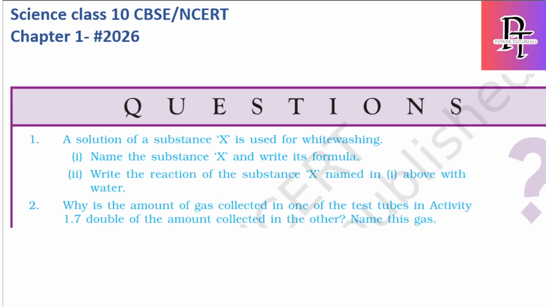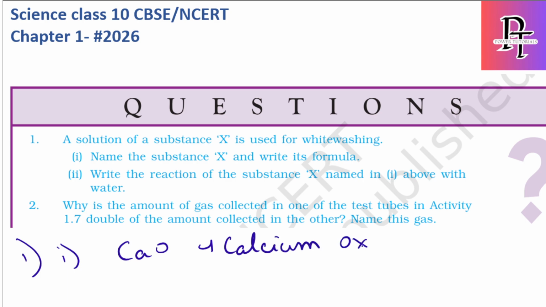The solution of substance X is used in whitewashing. So what is the substance? The substance is CaO, which is calcium oxide, also called quicklime. Next, write the reaction of substance X involved in one, that is calcium oxide, above with water.